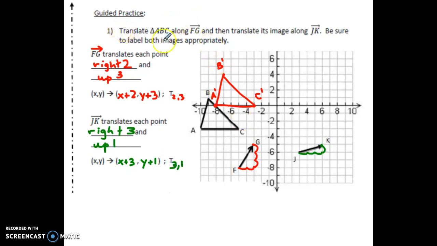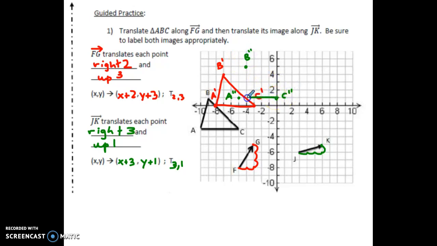Now remember what it said. The triangle originally gets translated using this vector, so we moved it over and up. I'm going to do this one in green so you can see that we're taking this image, A prime, B prime, C prime. We're moving this over 3 and up 1. Over 3, up 1, over 3, up 1. Remember, each point has to move the same amount so that it ends up being congruent. Same size, same shape.